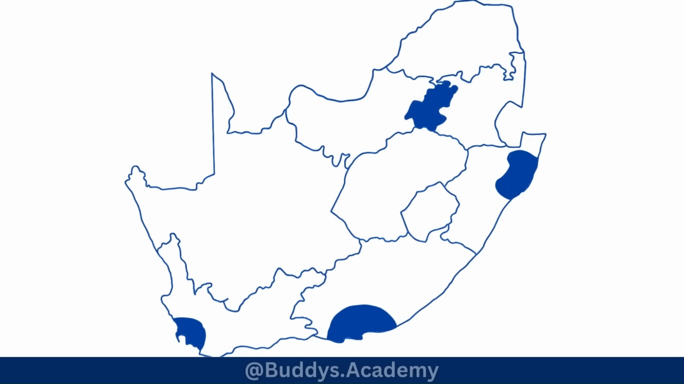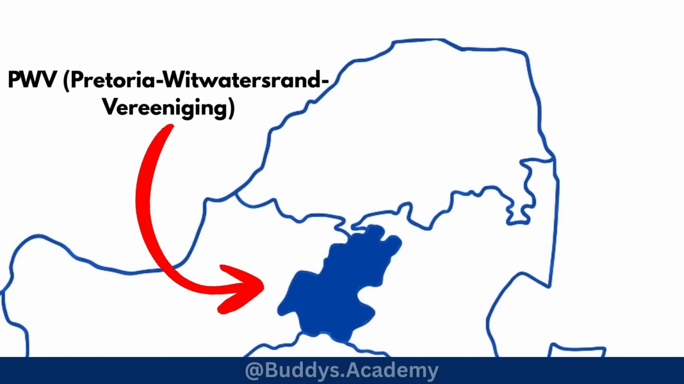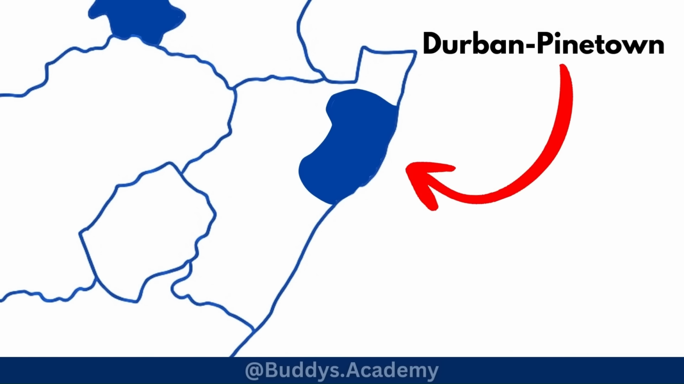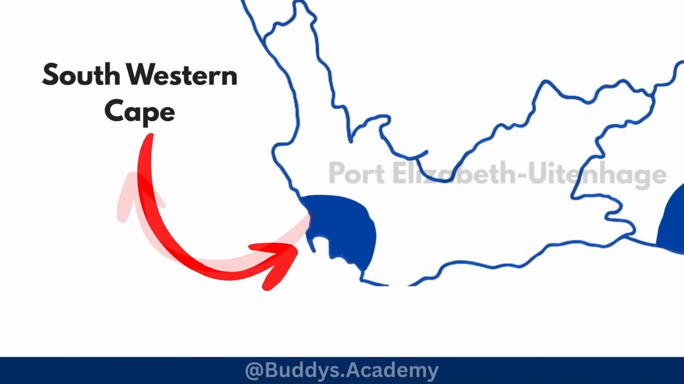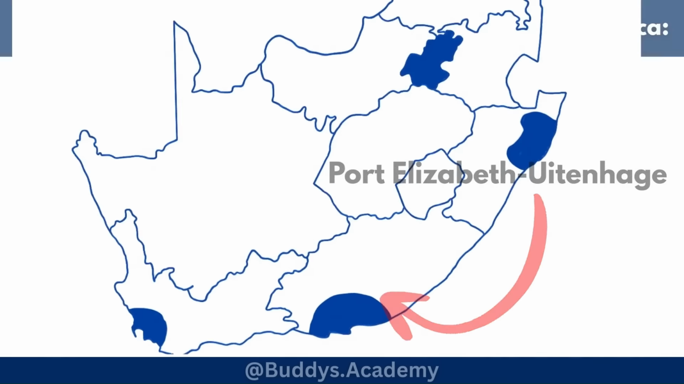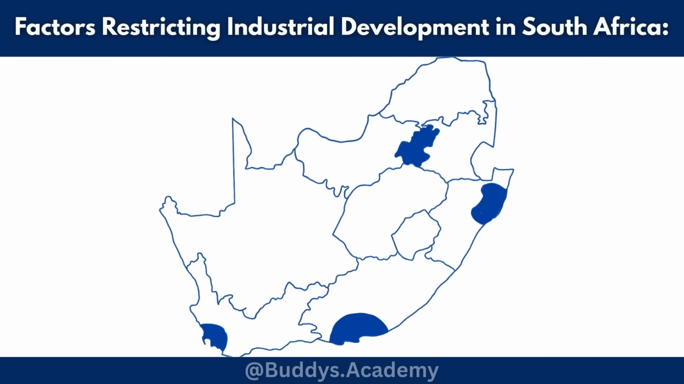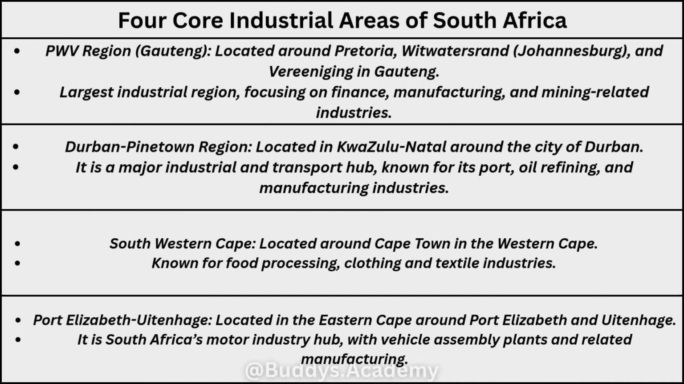So now let's take a look at the 4 core industrial areas in South Africa, right? The 4 core industrial areas in South Africa are going to be your PWV, which is your Pretoria Witwatersrand Vereniging, your Durban Pinetown, your Southwestern Cape, and your Port Elizabeth Uitenhage. These are basically just going to be your main regions in which your industries are going to be concentrated. So here's a nice simple table just giving you the very basic information about each core industrial area. Please feel free to pause the video and read quickly through it, or take a screenshot and keep it for later.